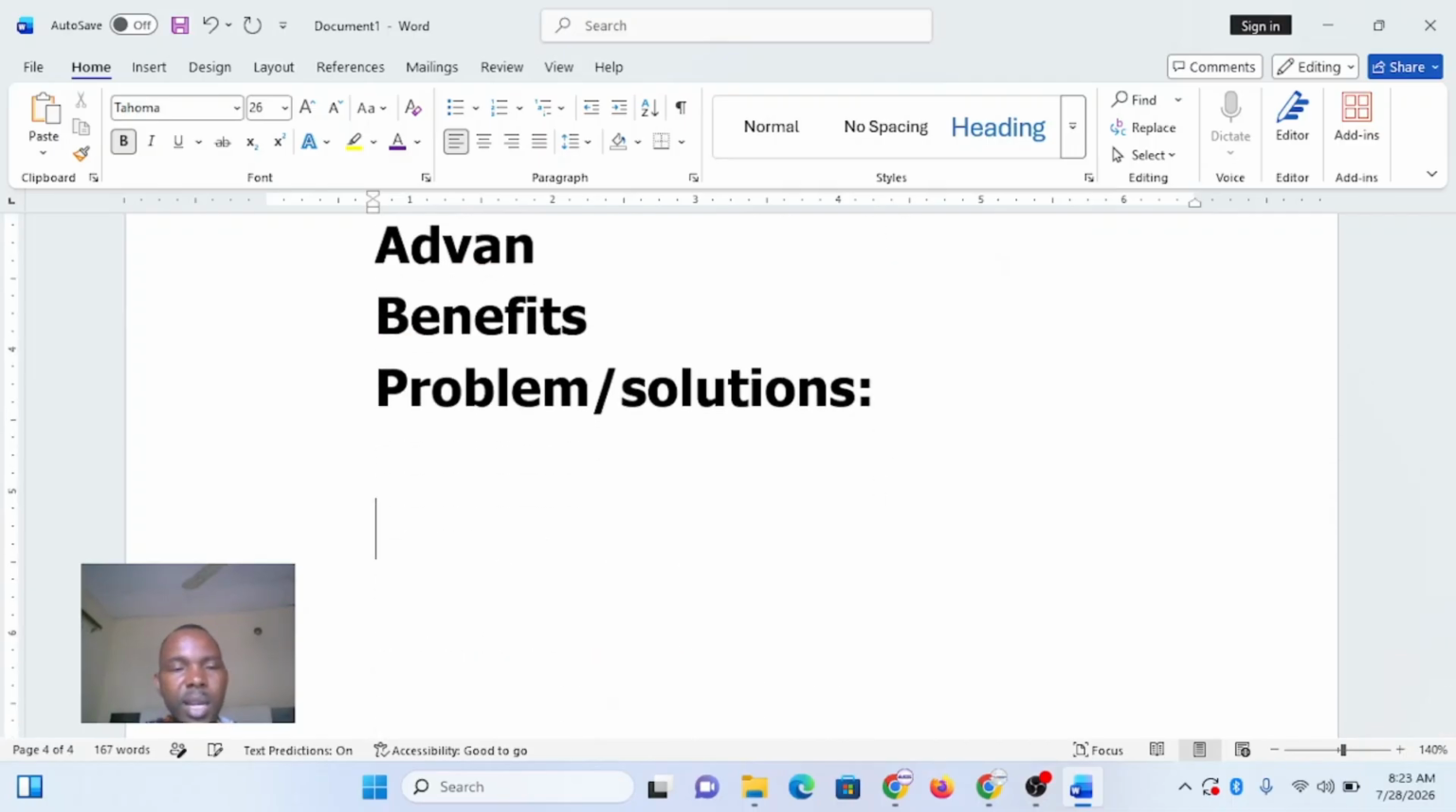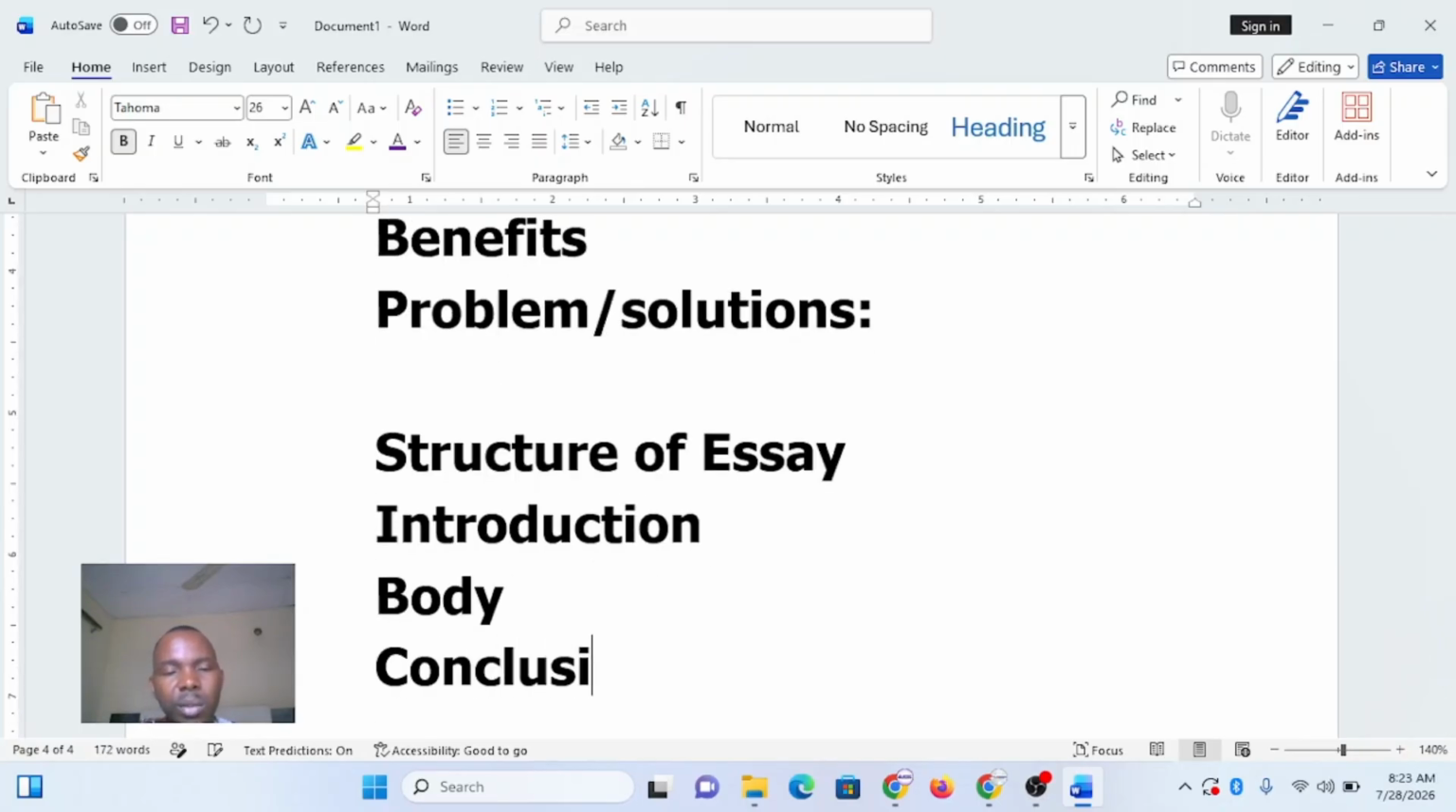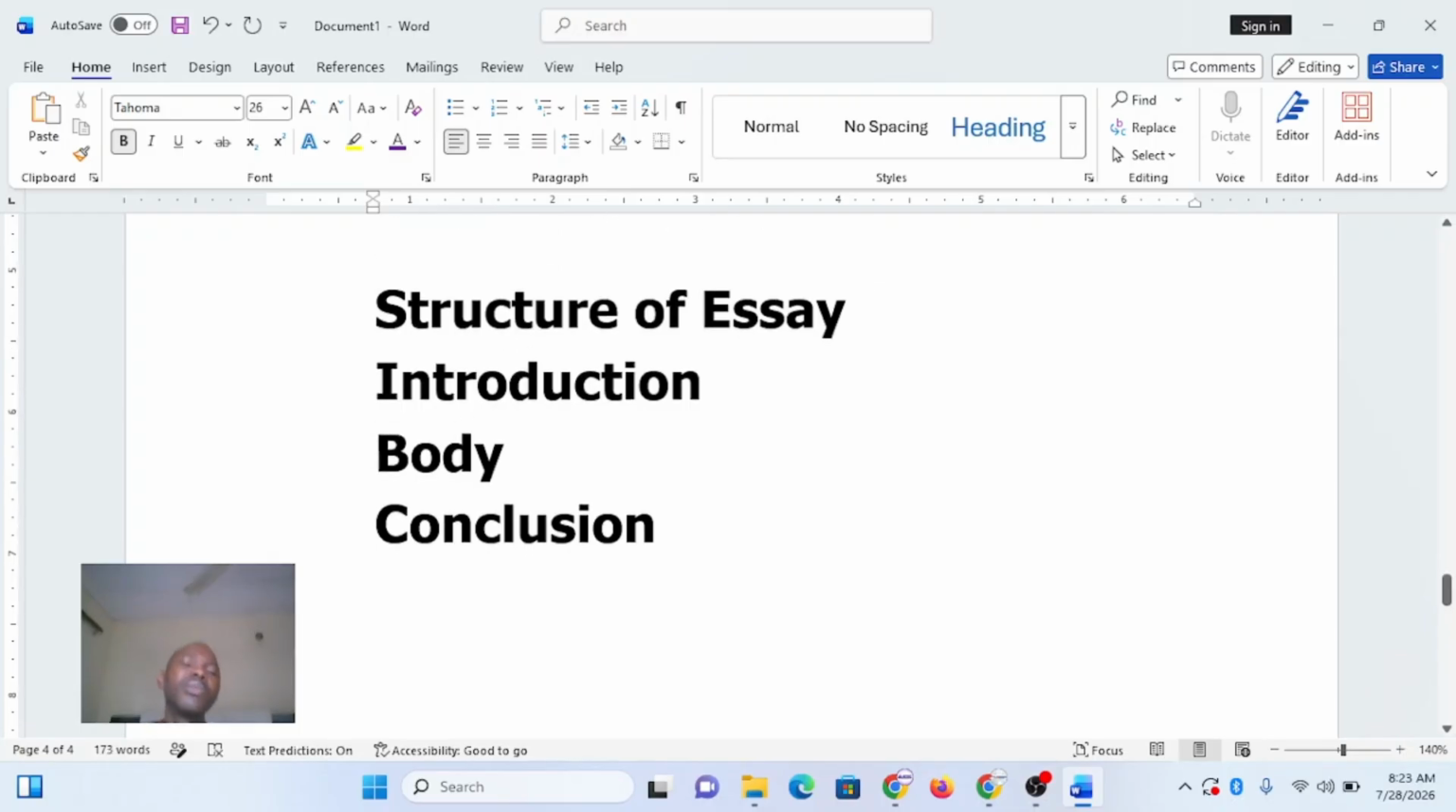Now let's look at the structure of the essay. Your essay writing has three parts. The first one is the introduction, the second one is the body, and the third one is the conclusion. All right. And remember, I've talked to you about paragraphing before, so we'll apply the knowledge here. Now, let's look at the introduction. What do we do in the introduction?